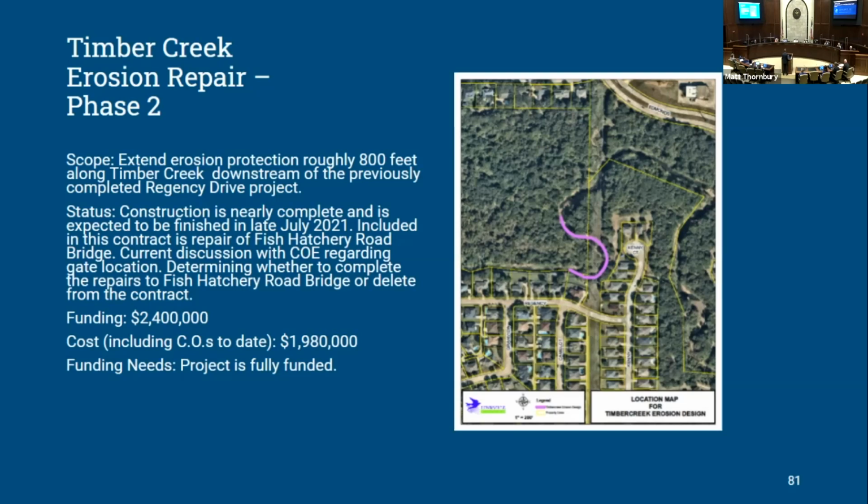Now, with this project, we also did some improvements to Fish Hatchery Road Bridge. We've got a little bit of an issue out there in that that bridge has been gated off. The cost to repair that bridge is somewhere in the neighborhood of $500,000. And the bridge has been gated off. We've talked to the Corps about moving the gate so that the public has access and maybe some parking up there. They've indicated that at least for the time being, they're not really interested in discussing that. Possibly after their dam repair is completed.